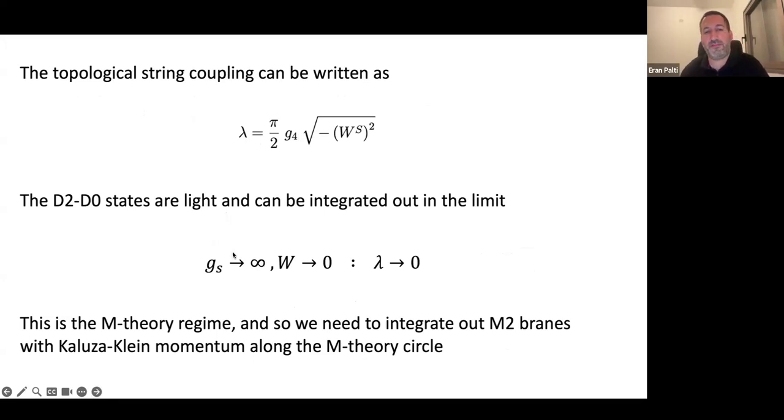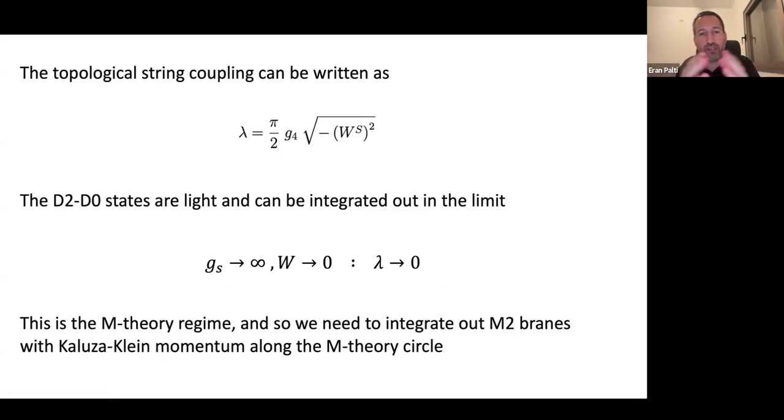But what they said was then the following. Imagine I take the string coupling to infinity. If I take the string coupling to infinity, the D2, D0 states now become lighter than the fundamental string. In fact, they become almost massless. They become the dominant contributions to the effective action. So as g string goes to infinity, they are the dominant contributions to the effective action. They're the lightest modes. But then if you take g string to infinity, it looks like lambda is going to infinity, and so you don't have a perturbative topological string expansion.